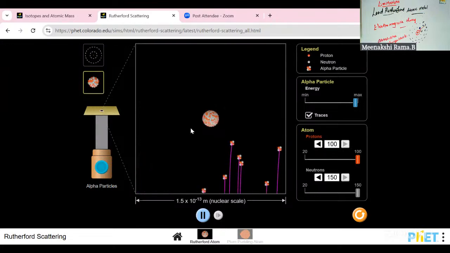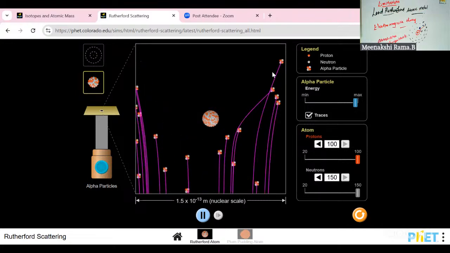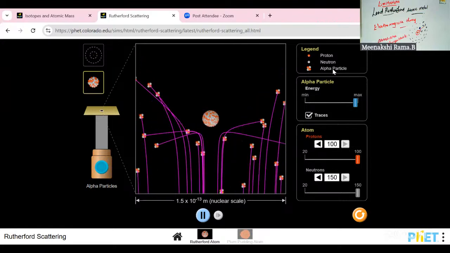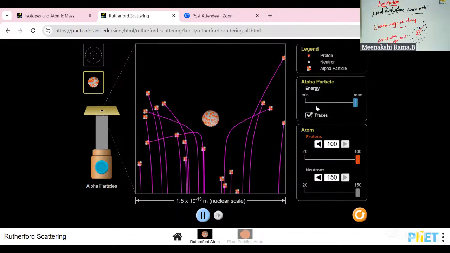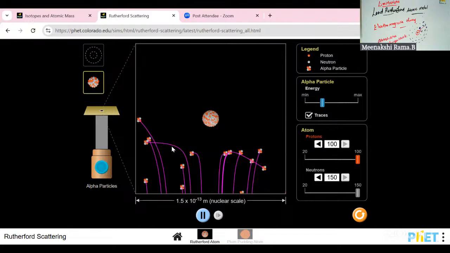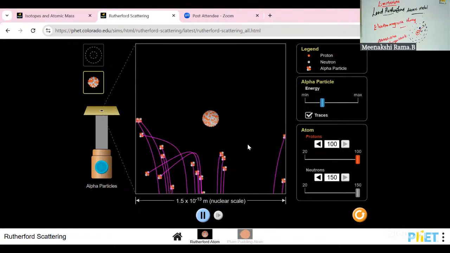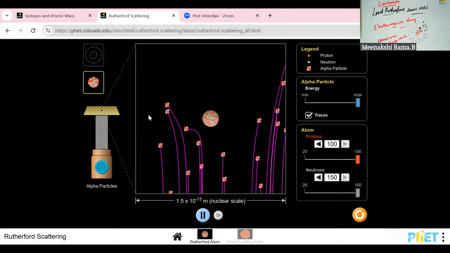And then, this center part, the pink color is denoted as protons and the white color is denoted as neutrons. This is the alpha particles. How the deflection is going on here. Here also, if you want to minimize the energy level, the alpha particles move in a slow manner. Some particles come back, some particles are deflected, very few are in a straight line because the energy level is very low. Look here, most of the lines go in a straight line.